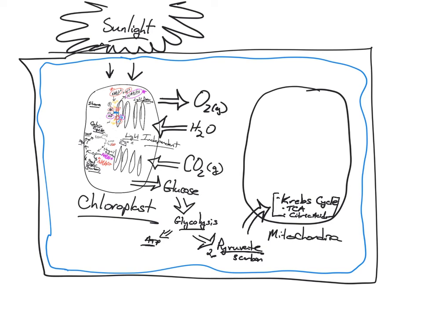Almost immediately, those carbons from the 2 pyruvates get turned back into CO2. So CO2 is put out. And by the way, this happens in your mitochondria as well. This is what happens in all mitochondria. So what do you breathe out? CO2. This is why you breathe out CO2.